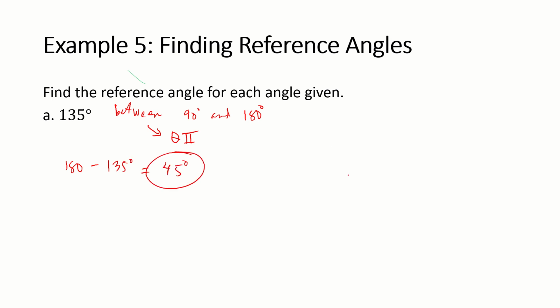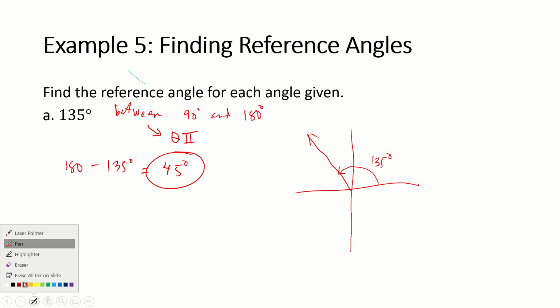So what does it mean? If we have a Cartesian plane here, this is our initial side. From here, somewhere here, that would be 135 degrees. Our reference angle is from our terminal side down here to our x-axis, which is now 45 degrees.